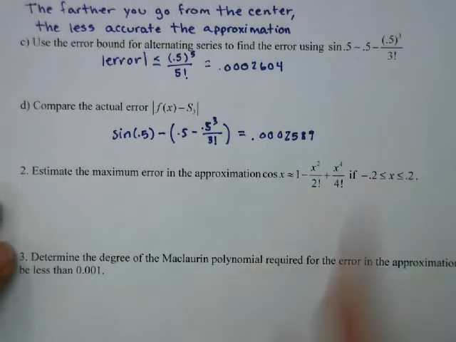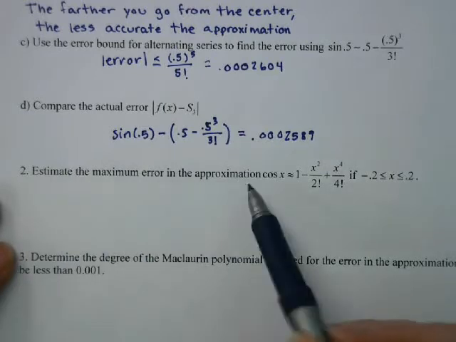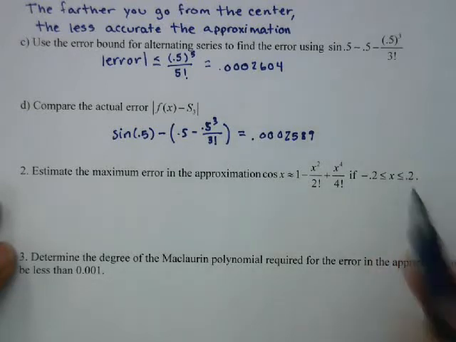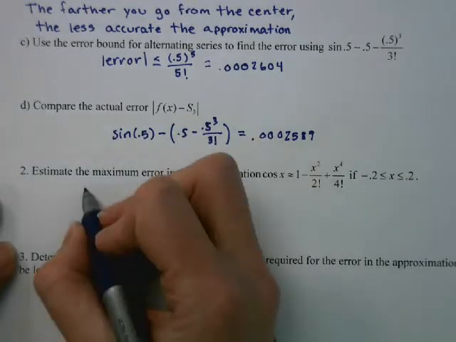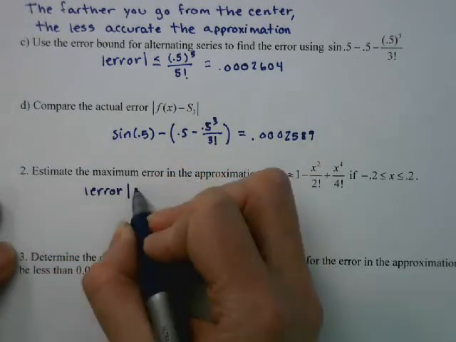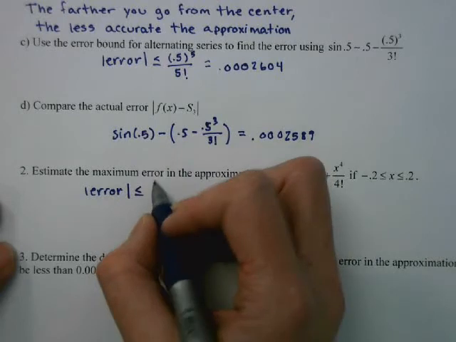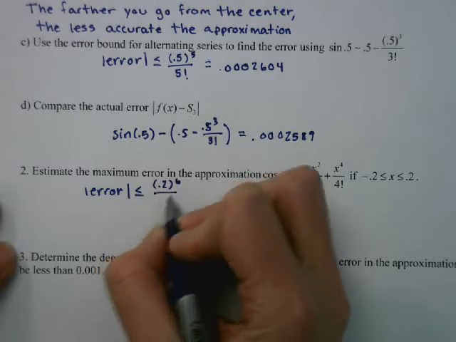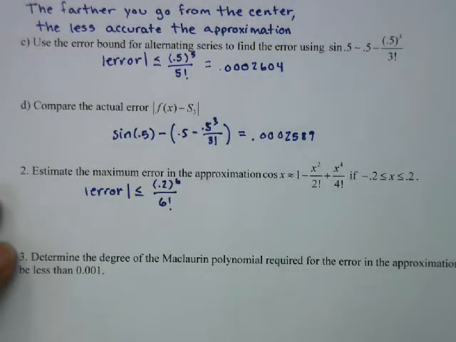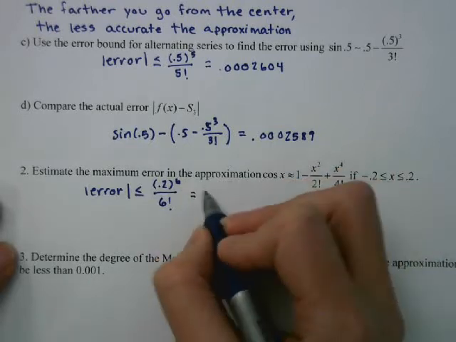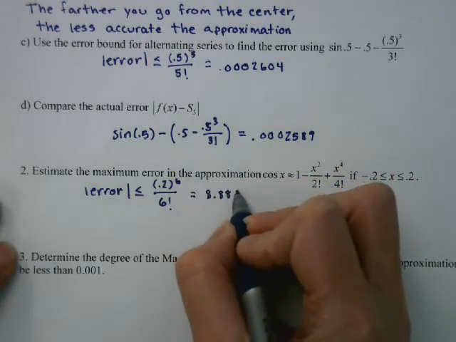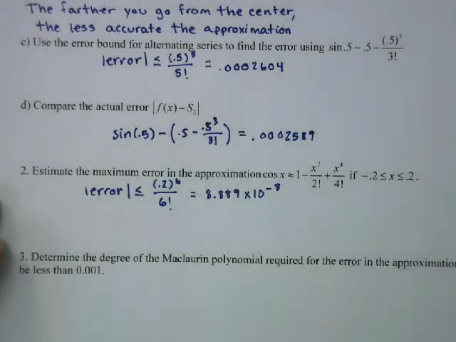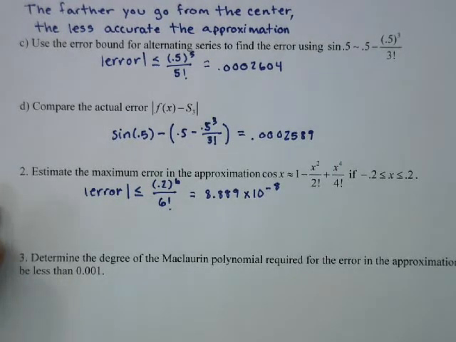Okay, next one, we have an alternating series. So when we're asked to estimate the maximum error of cosine of x from -0.2 to 0.2, we're going to look at the next term. So the error is going to be less than or equal to the next term evaluated at 0.2. That's going to be 0.2 to the 6th over 6 factorial, which is a very, very small 8.889 times 10 to the -8. So that is a pretty close approximation at that point.